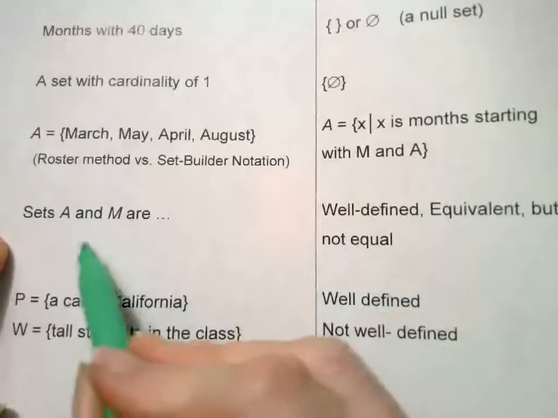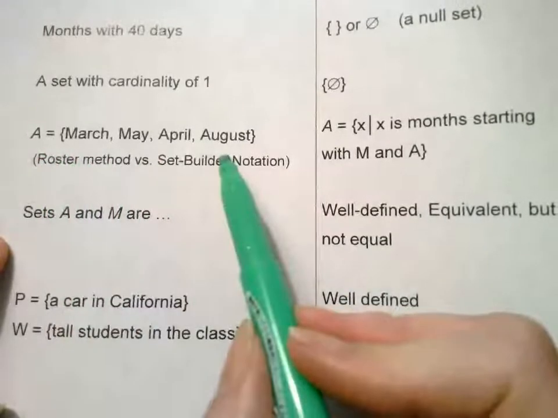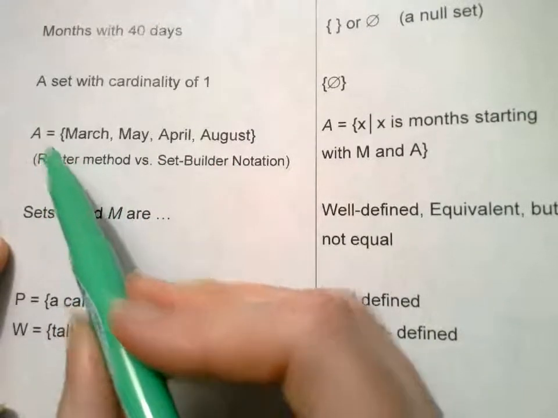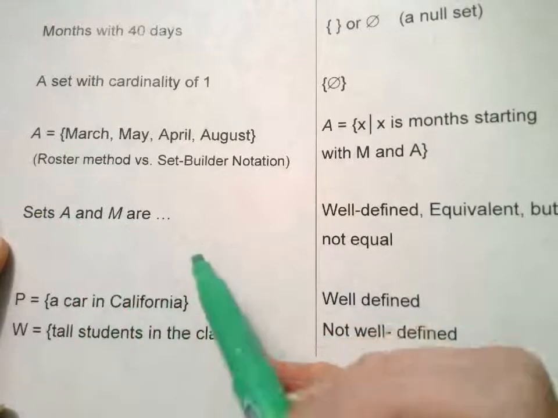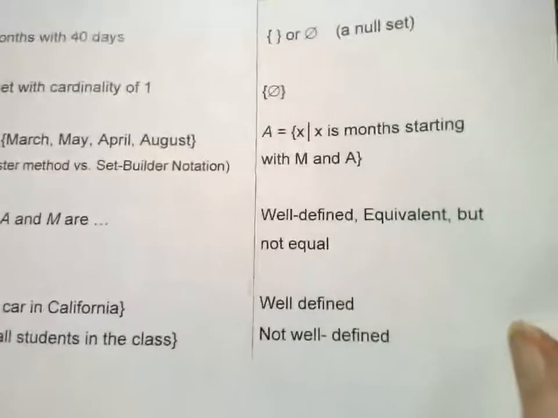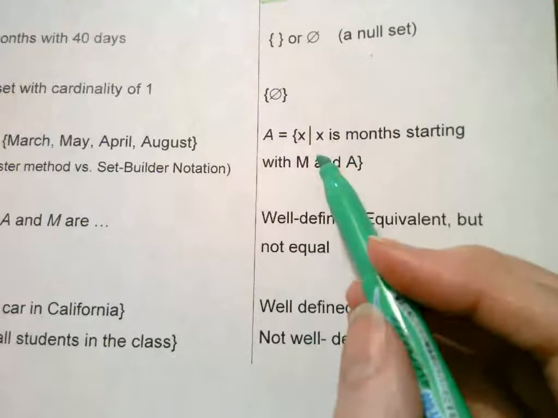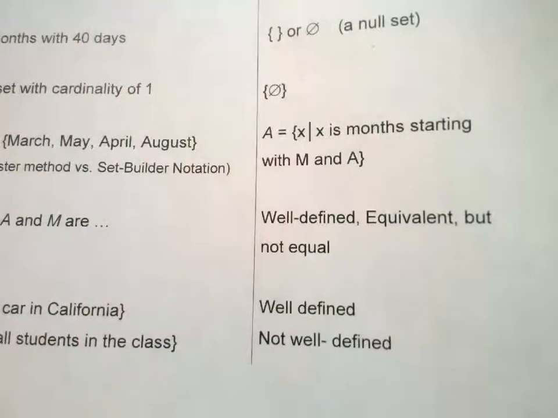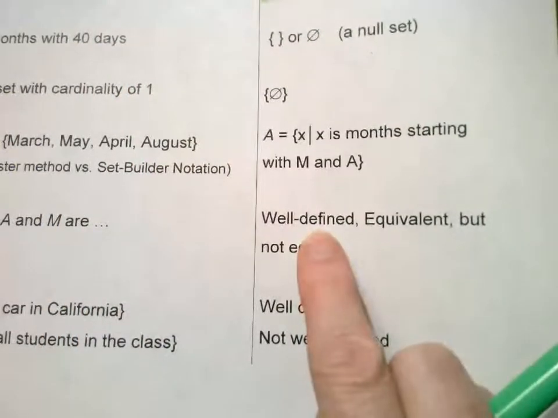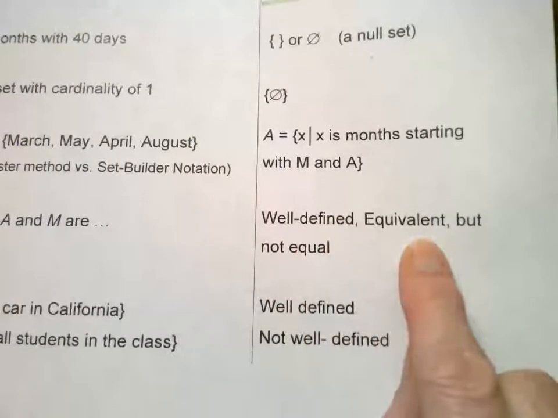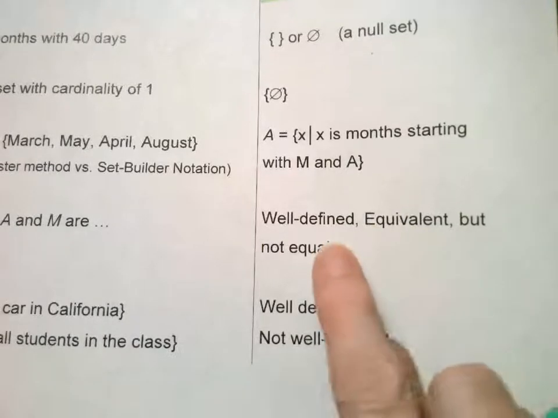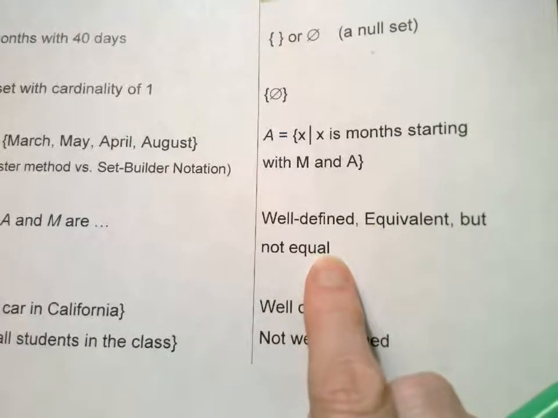And then here's another set I'm labeling, calling A. So sets A and M are well defined, right? Months starting with M or A. This one was months with 30 days. That's very definitive and factual. Okay. M and A are equivalent because they have the same number of members in their set, but they're not equal because the members are not identical.